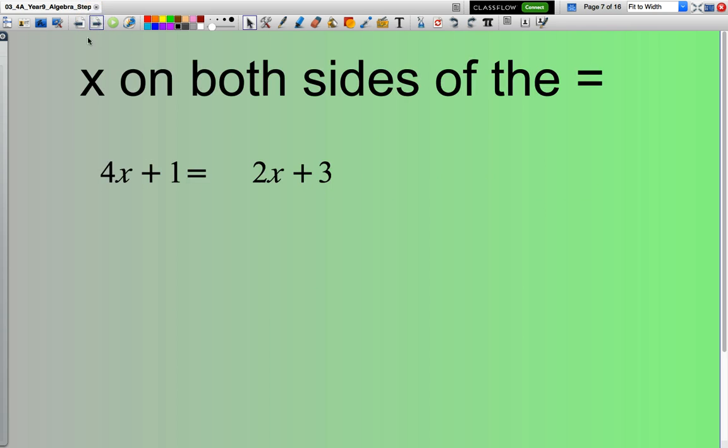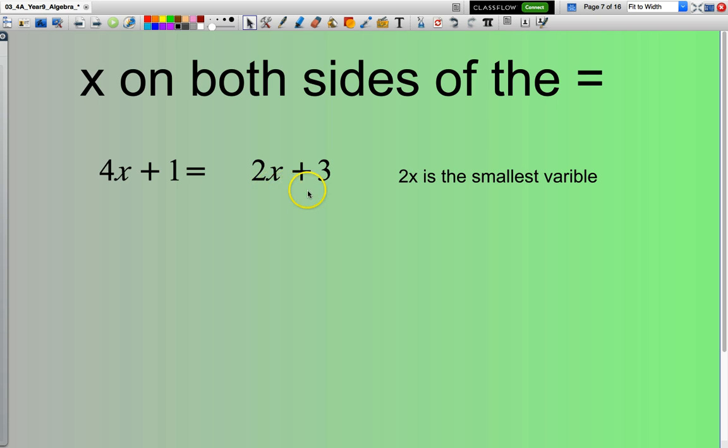So let's have a look at this one here. 4x plus 1 equals 2x plus 3. So you notice I've got x on this side, x on that side. I need to rearrange this so I just have x's on one side of the equal sign. So we notice that 2x is the smallest variable. 2x over here is smaller than the 4x. So I want to get rid of this 2x.